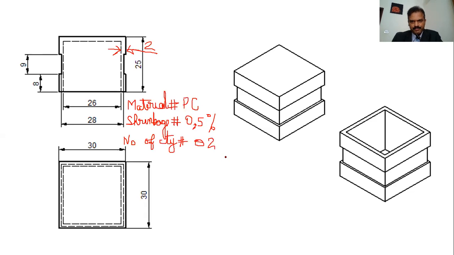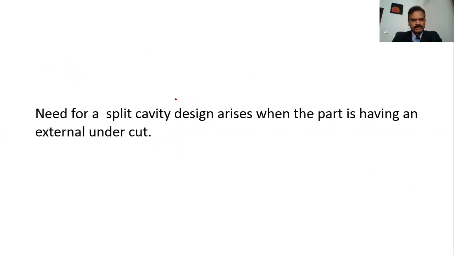Okay, now just like the sample component which we saw, this portion here is going to give us trouble, right? Because it is an undercut. If we go for a traditional design, like a two-plate mold, this component will get trapped inside the cavity in this area. So the need for a split cavity design arises when the part has an external undercut, and this word is important: external undercut.